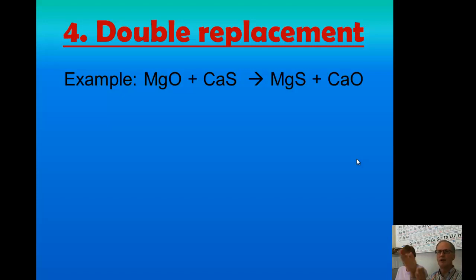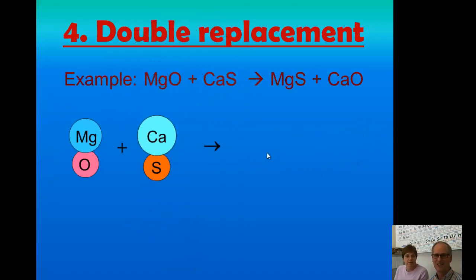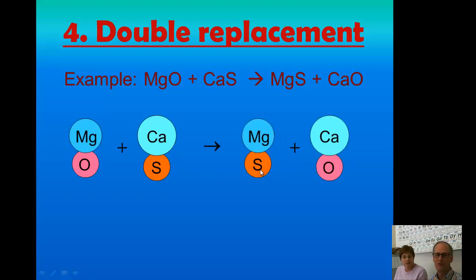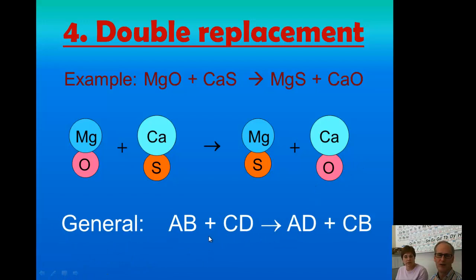What happens? They swap. They switch partners. In my dancing analogy, I call this swapping partners. So look at this. Magnesium was with oxygen. Now magnesium's with the sulfide. Calcium was with sulfur, now it's with the oxygen. You just switch. It's easy. So here it is, the general form: AB and CD make AD and CB.